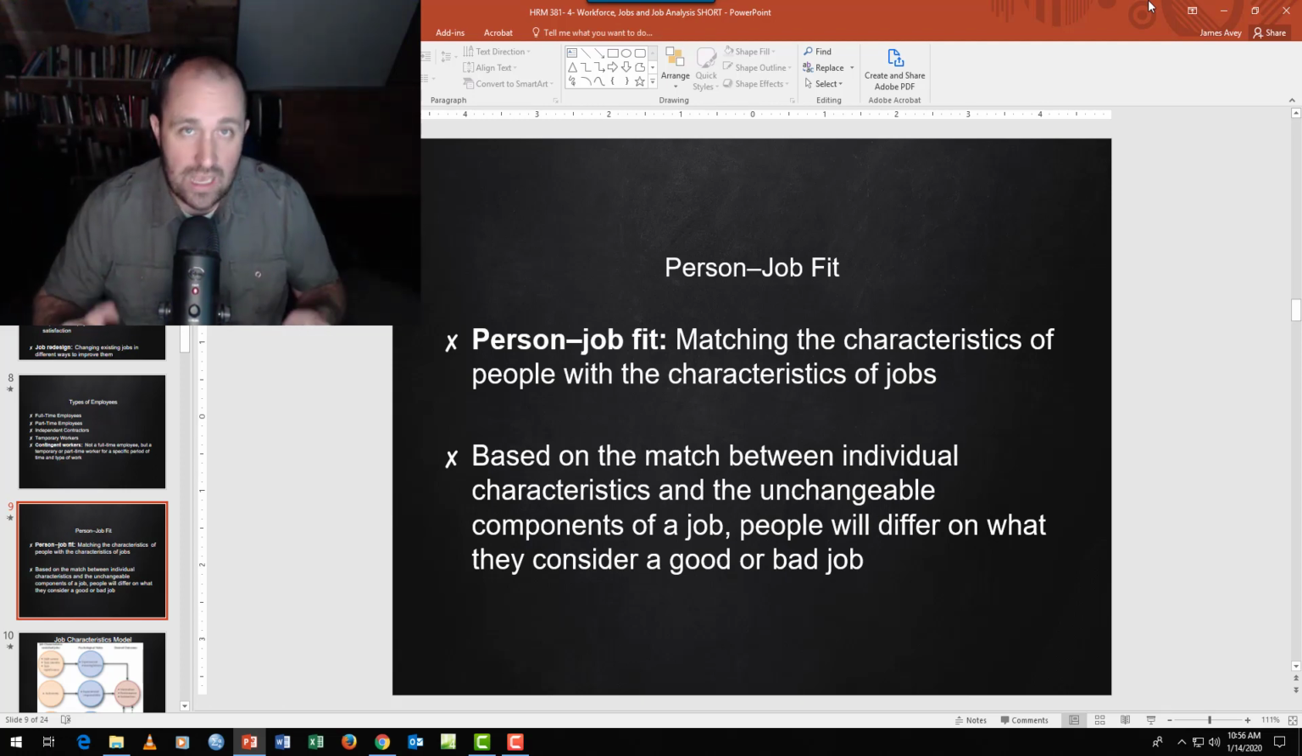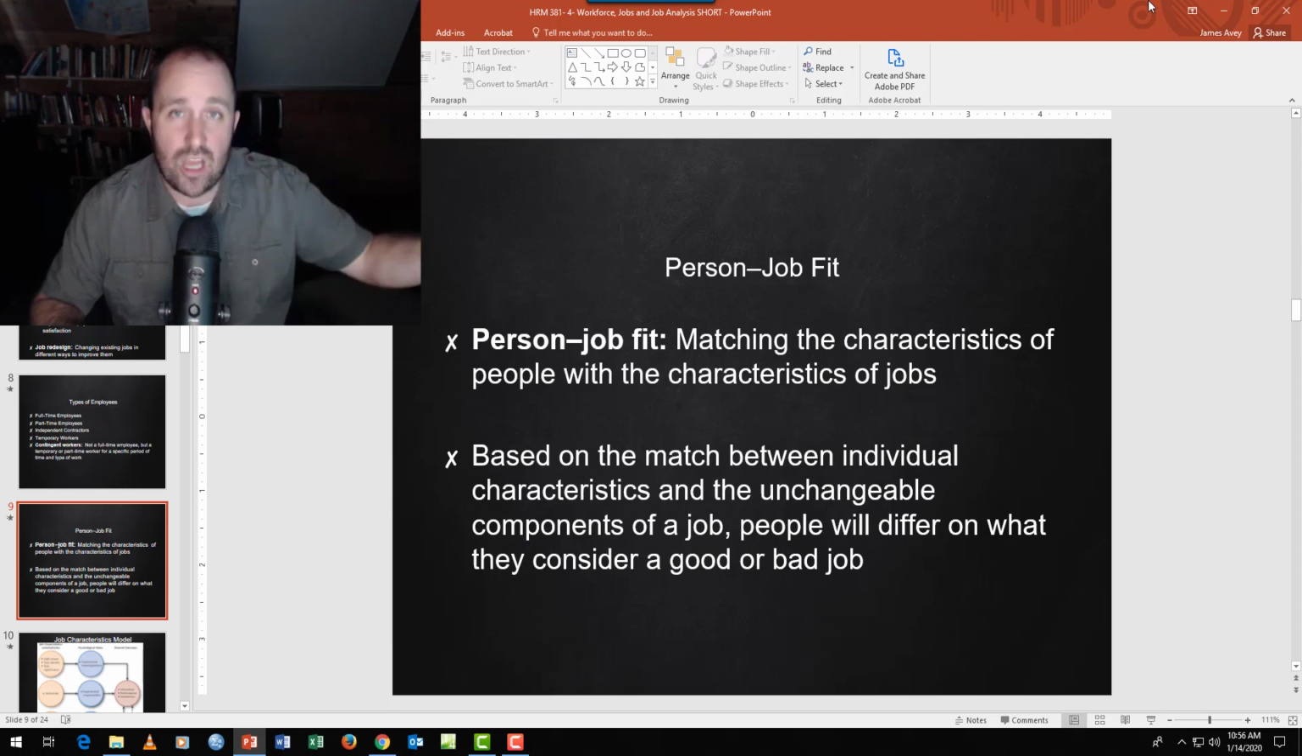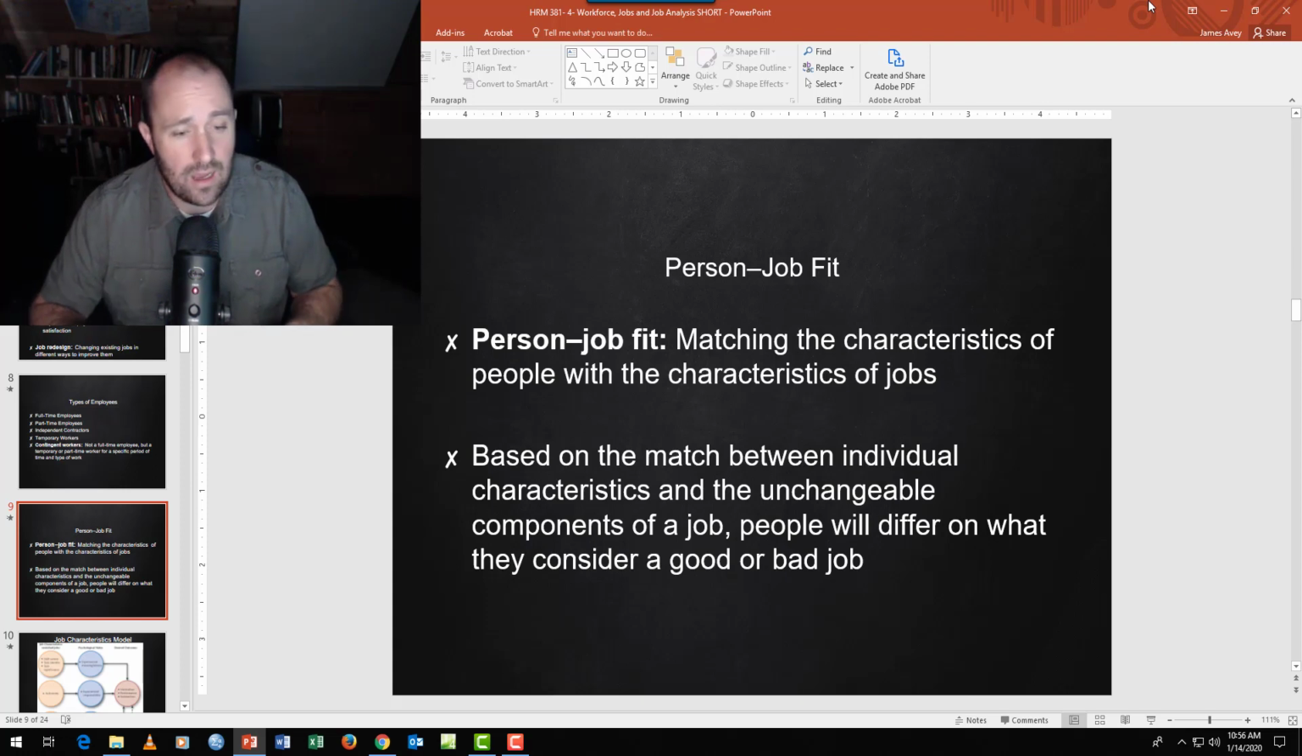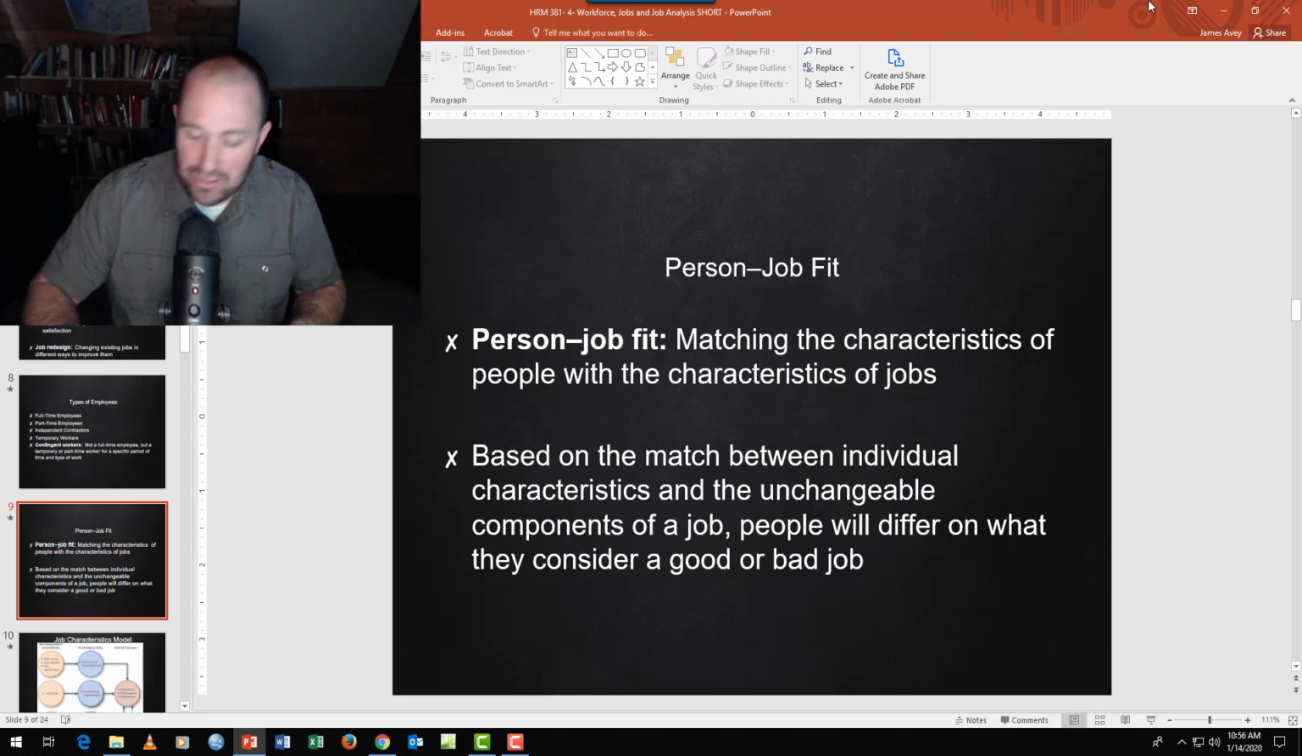Occasionally, rarely, it happens the other way around. I found this person, I want to hire them. I don't know what job I'm going to put them in yet. We have to create a job for them. Just because the way they are, I think they're awesome. I want them on my team. You can do that with limited success. So usually we begin by designing the job.